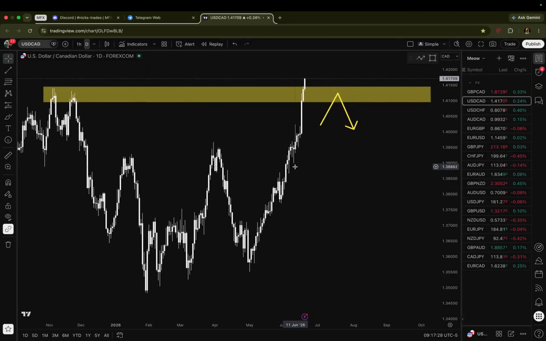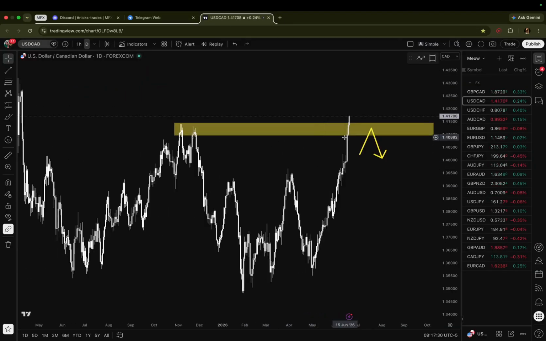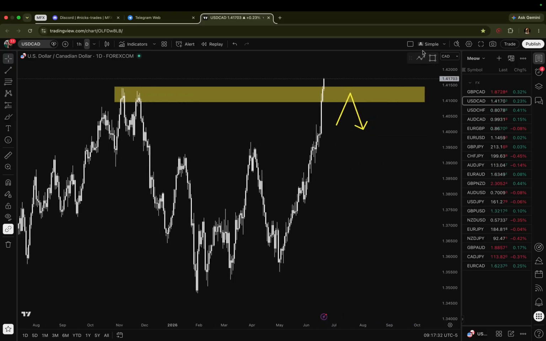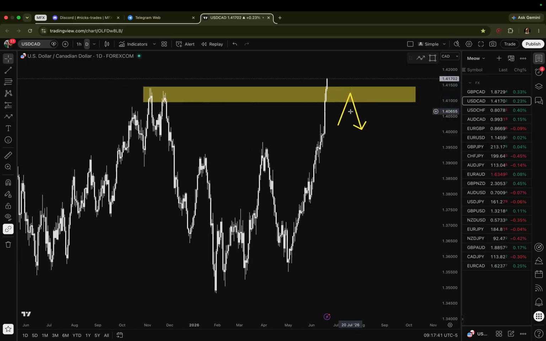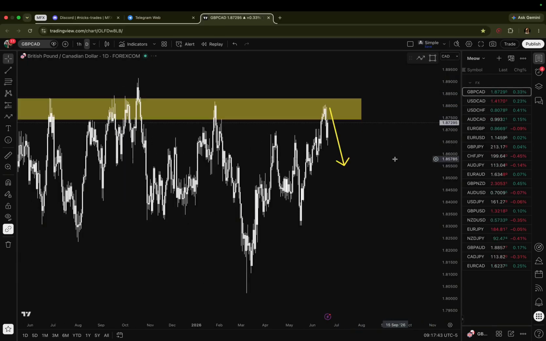So for USD Canadian dollar, I've gotten out of this trade. It doesn't look like it's going to work anymore, at least at this exact moment. That could change if price pulls back down here, fails to bounce as support, and instead has kind of a little weak dead cat bounce before twisting to the downside. I could just re-enter. So that's what I'm going to be looking for on USD Canadian dollar.